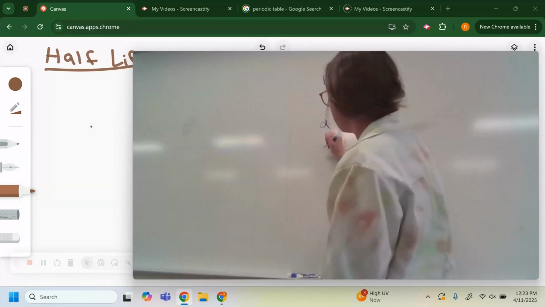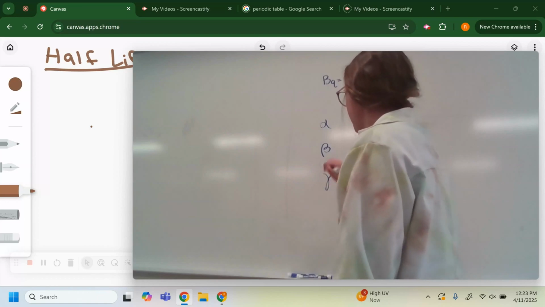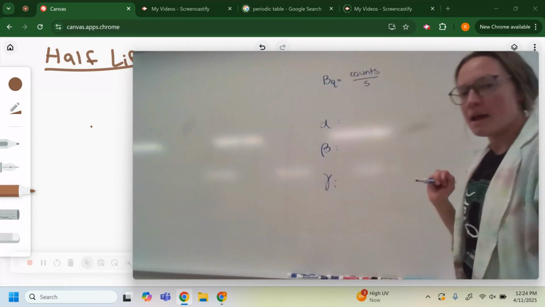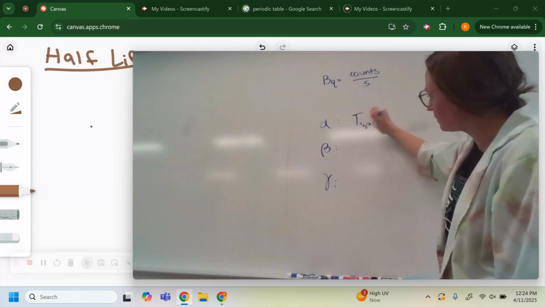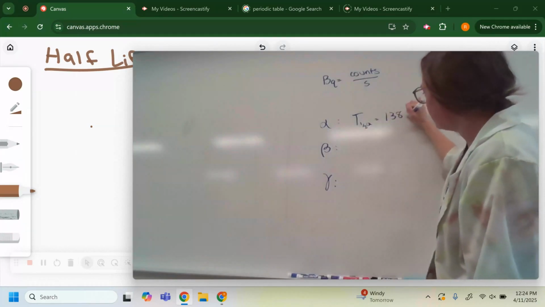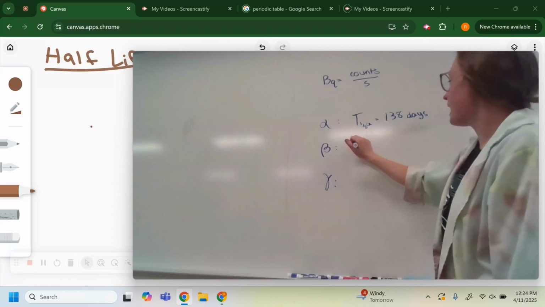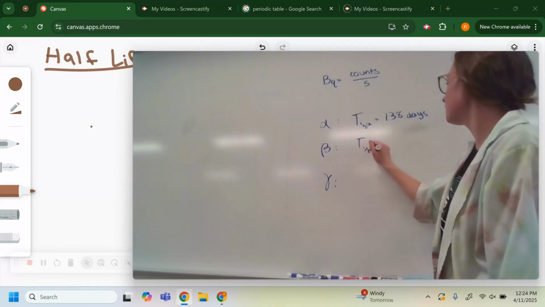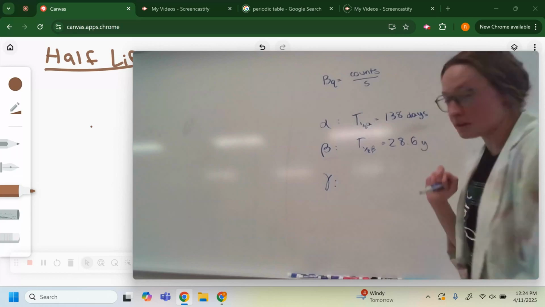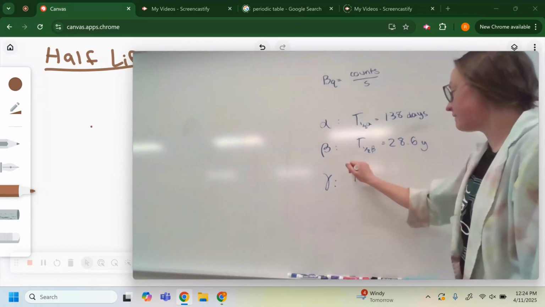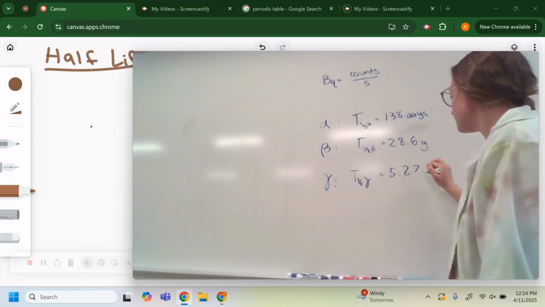Now here's a little tidbit of information that I want to share with you. I have three emitters of radiation: an alpha emitter, a beta emitter, and a gamma emitter. My alpha emitter has a half-life of 138 days. The half-life of my beta emitter is 28.6 years. And finally, the half-life of my gamma emitter is 5.27 years.